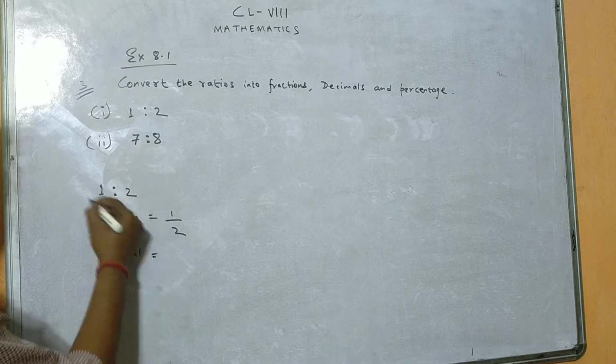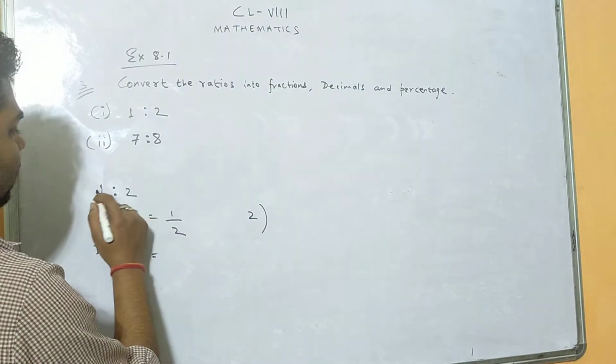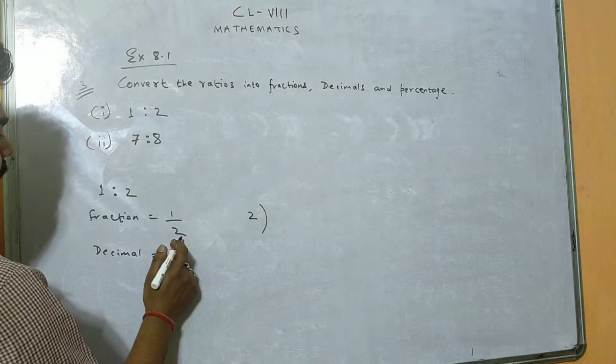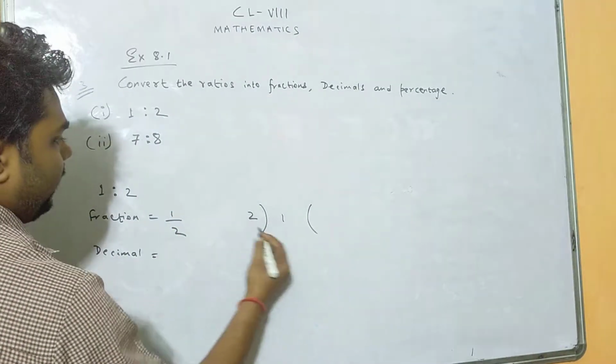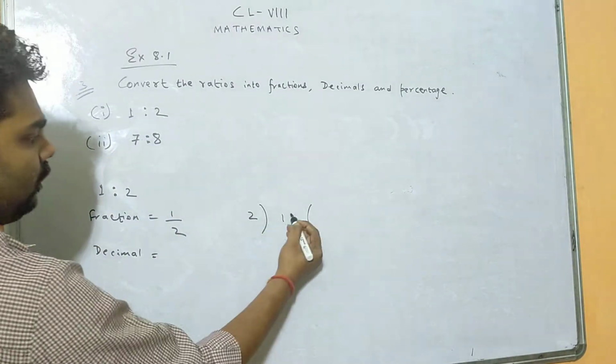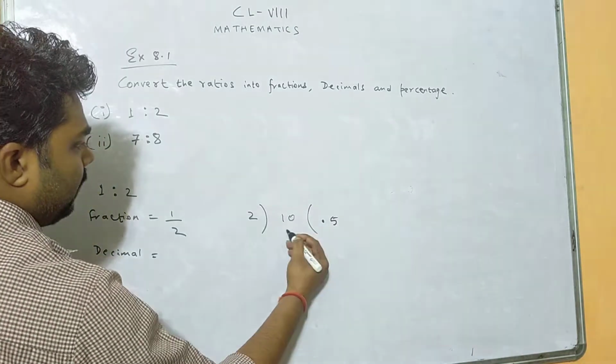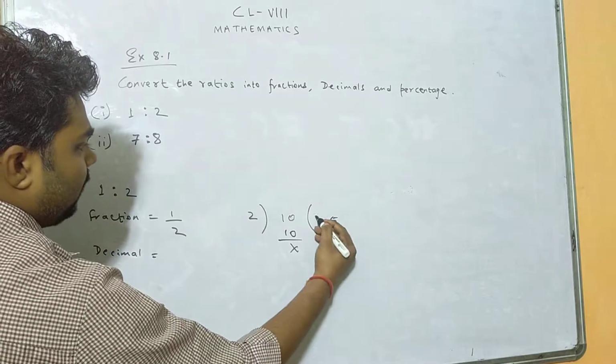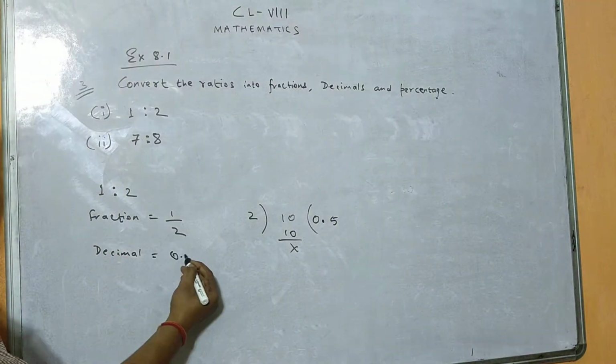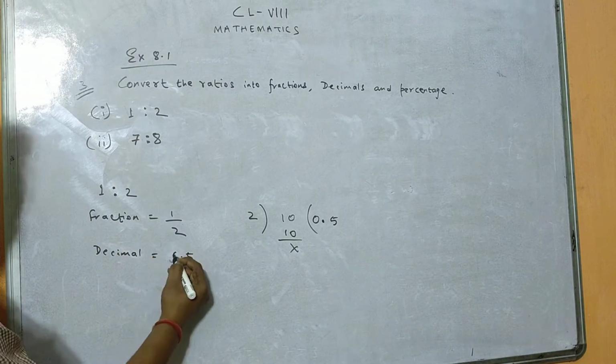For decimal, what we have to do, we have to divide this. So 2 will be outside and 1 will be inside. As you know, 1 is very small than 2. So if I put here 0, then I have to put here point. Now 2 5 is 10, right? So what is our answer? 0.5. So our answer is 0.5.